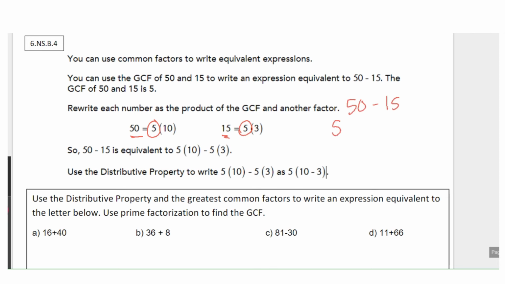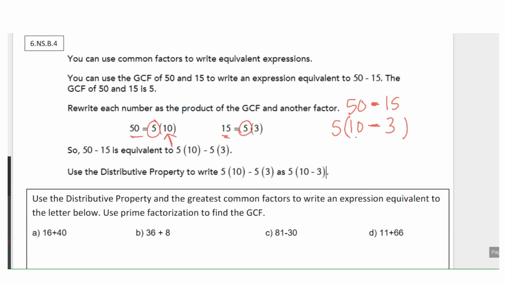And then I'm going to keep the minus sign in the middle. Then I want to say, okay, 50 divided by 5 is 10, so that means 5 times 10 will give me back the 50. You want it to be equivalent. The minus sign stays, and then you look at that, the 10, that's the other factor. And then you have 15 divided by 5 is 3, so the other factor must be a 3. So that's how you will rewrite it using the distributive property and the greatest common factor.